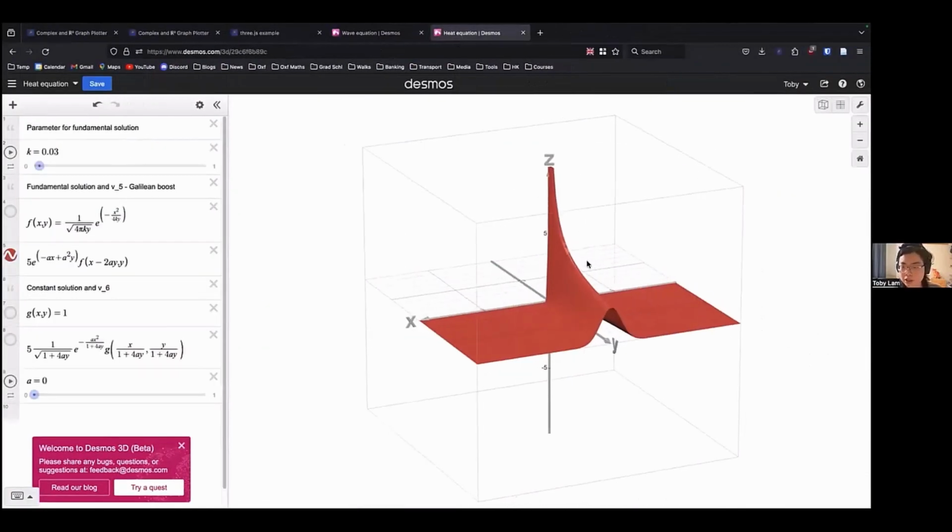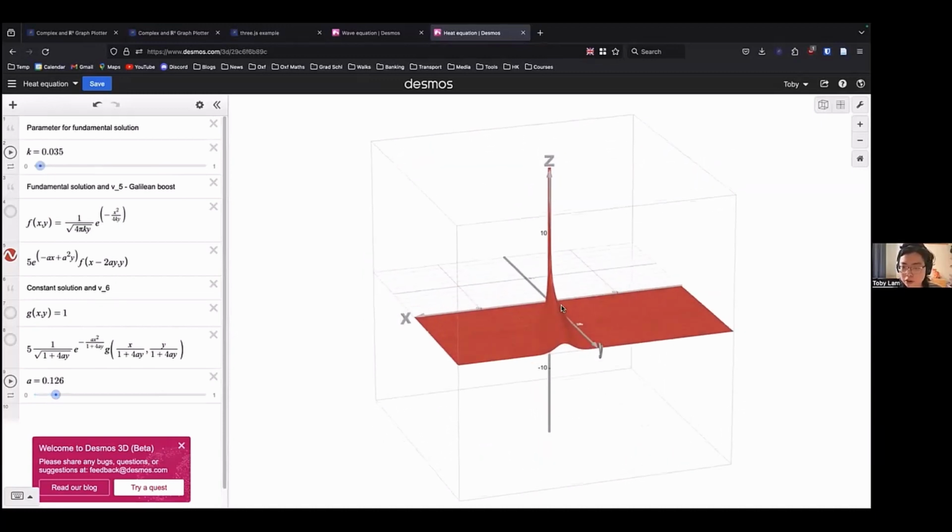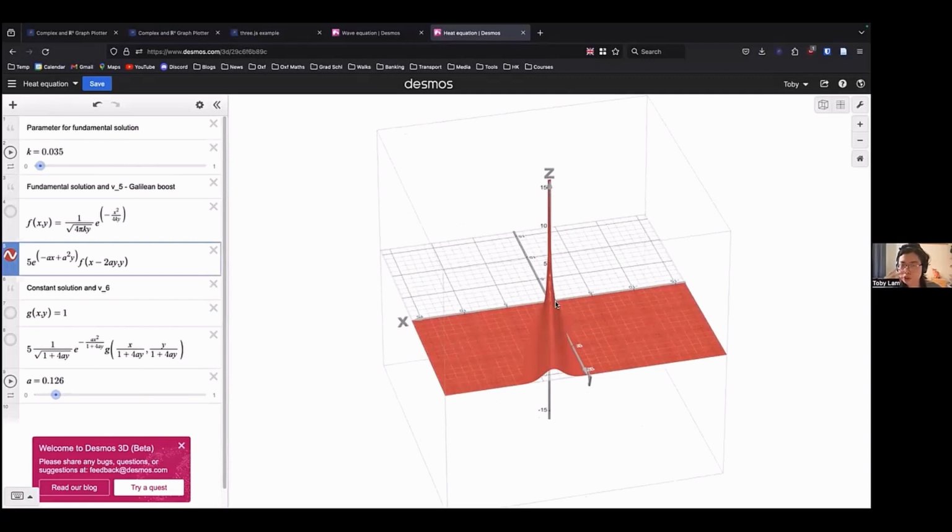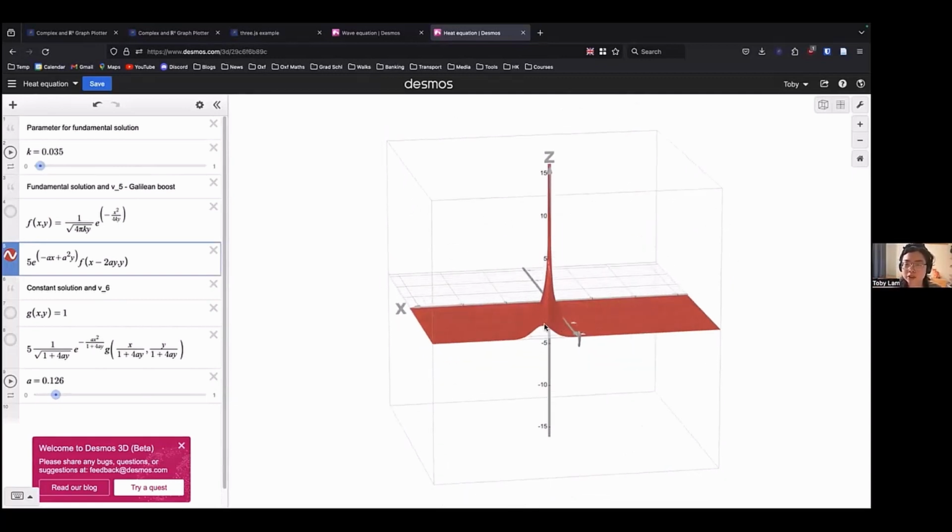So for example, here is the fundamental solution of the heat equation. X is the position, Y is time, K is the parameter for the fundamental solution. So these are just various fundamental solutions to the heat equation. If we apply the Galilean boost, we can see that the peak of this heat wave is moving with a constant velocity. So I'm perturbing the initial configuration just the right amount that the peak of the heat is moving with this constant velocity as well.